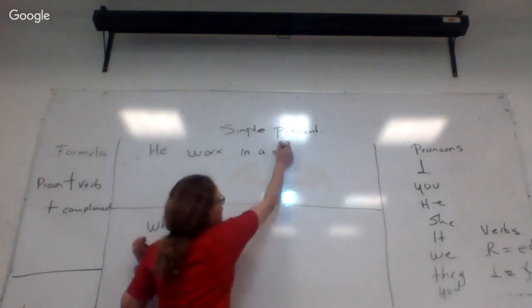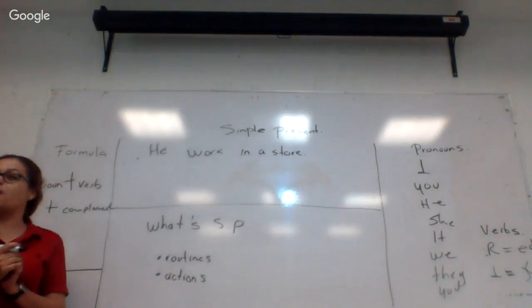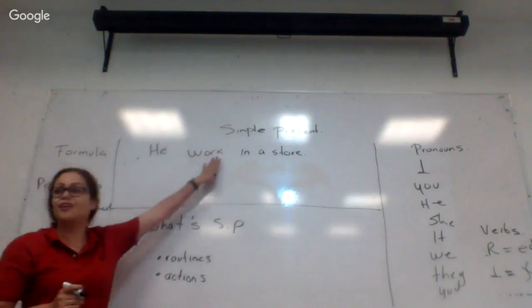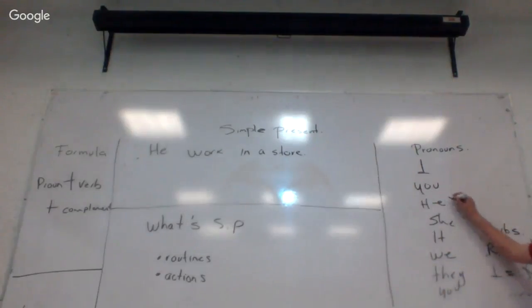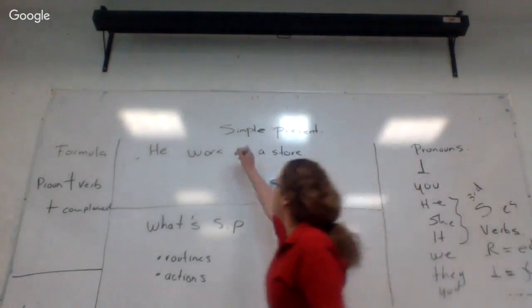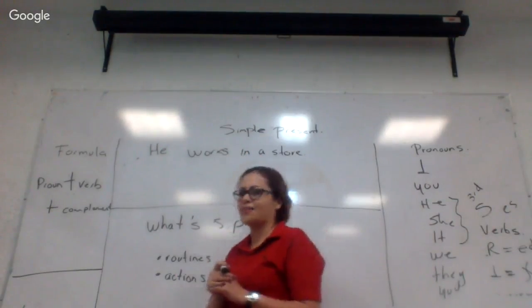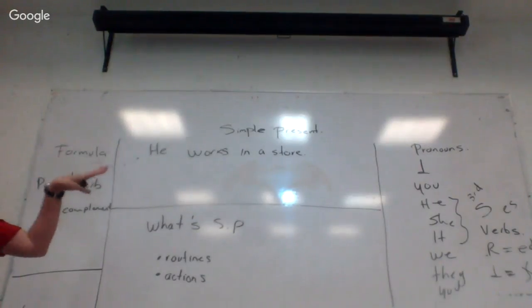In a store. But right here is a mistake. What is the mistake? Can anybody tell me? Exactly, right here, because we saw in the last class that in third person we have to use an S in the verbs, okay? So right here we have to add it. He works in a store. Él trabaja en una tienda, okay?